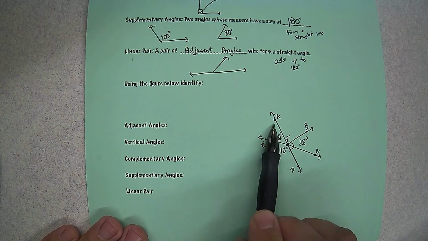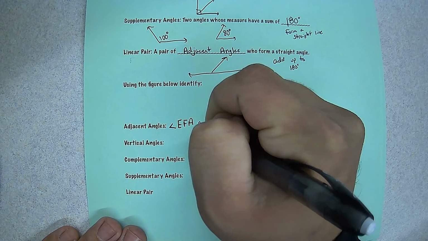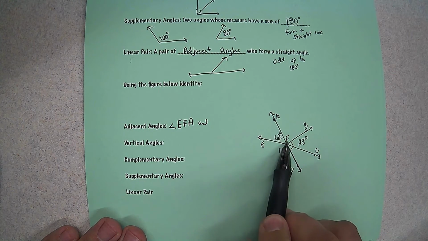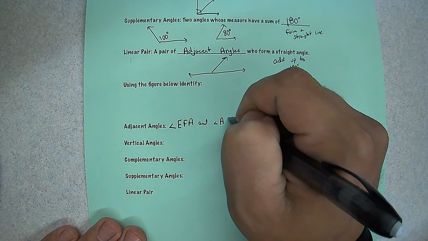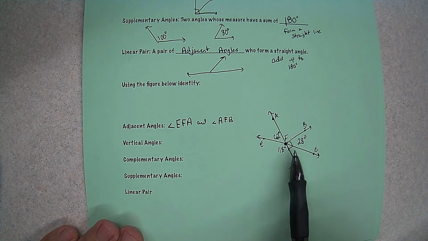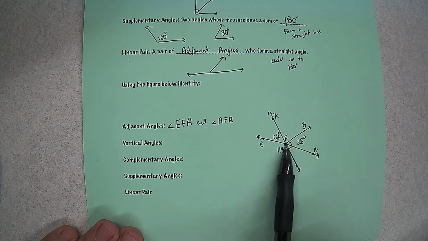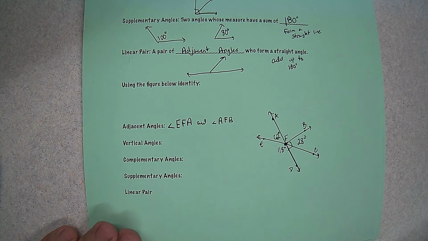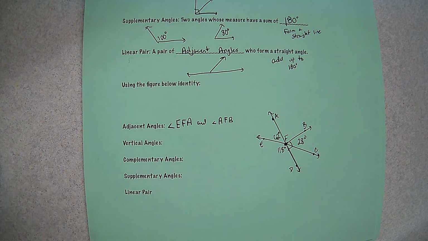We could do EFA. So we could say angle EFA and AFB. You could have AFB and BFC. You could have BFC, CFD. You could even have AFE and EFD. There's lots of adjacent angles in here. All I'm asking you is to pick one.